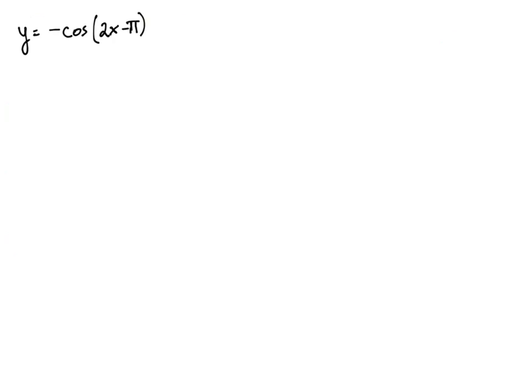All right, next example, we have y is equal to negative cosine of 2x minus pi. So we want to write this into the standard form. Sorry, my pen is having some difficulties. So y is equal to a cosine b times x minus c plus d. So we want to factor out whatever coefficient we have on the x.